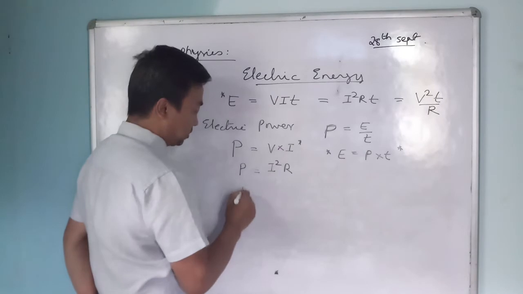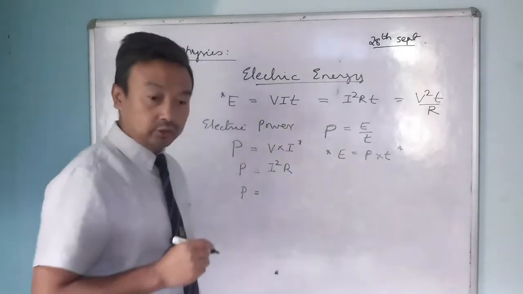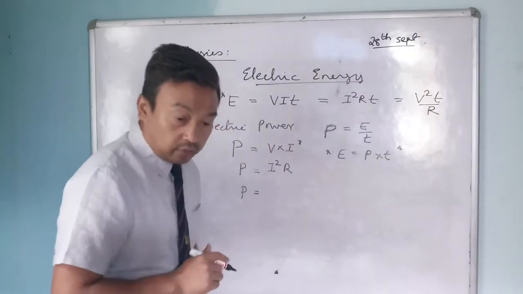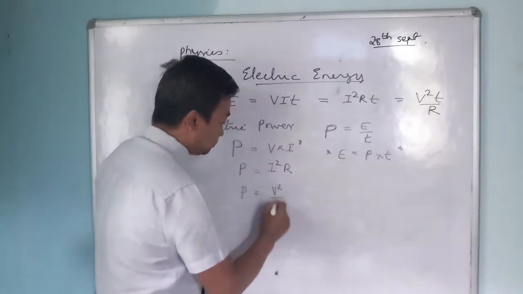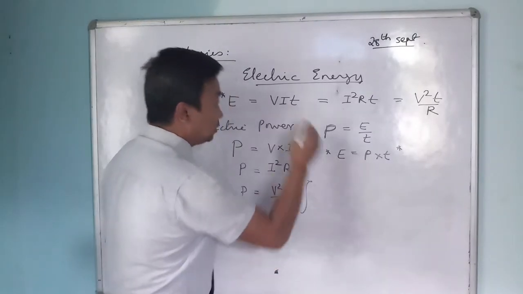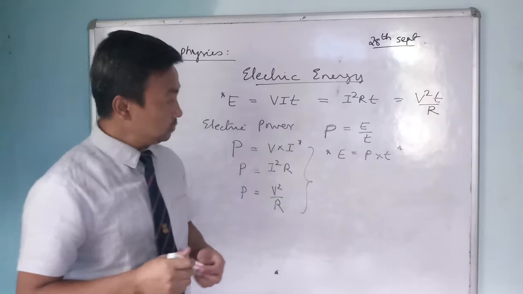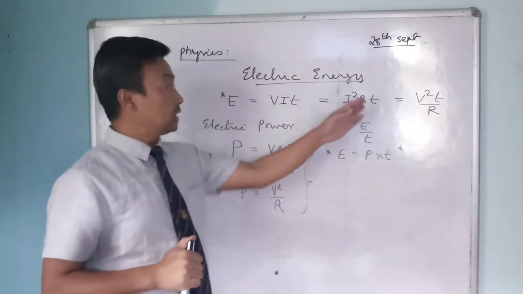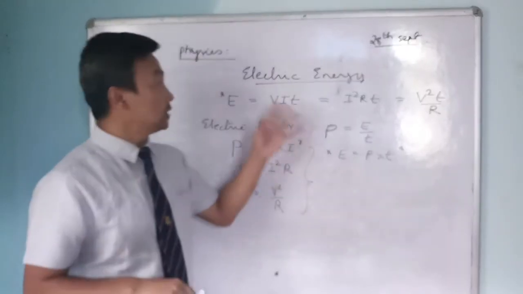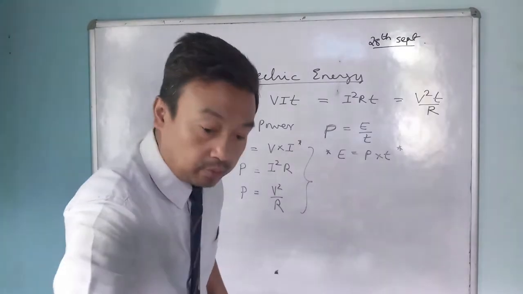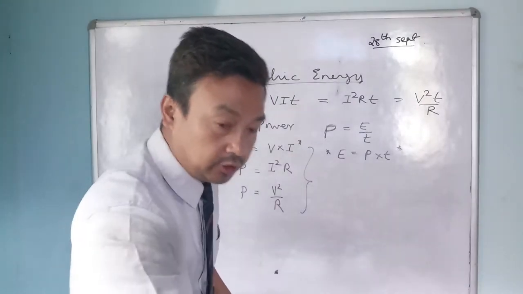This is the second formula. And the third formula is V squared by R. So these three formulas we will be using for the electric power, and three formulas we will be using for the electric energy. Then based on that, let us do the numericals.